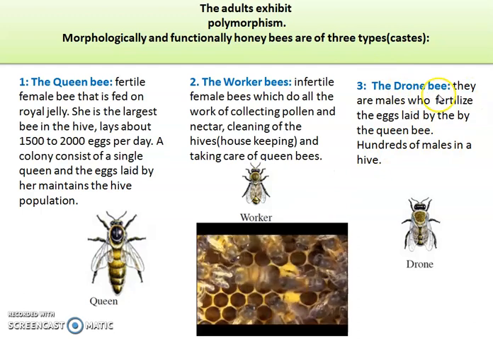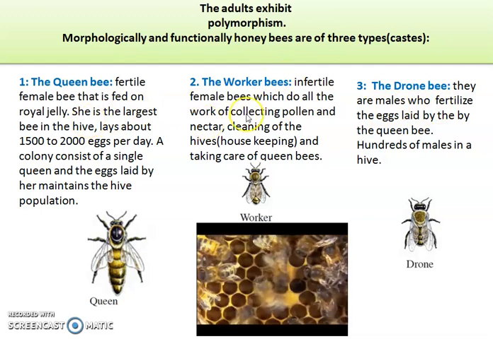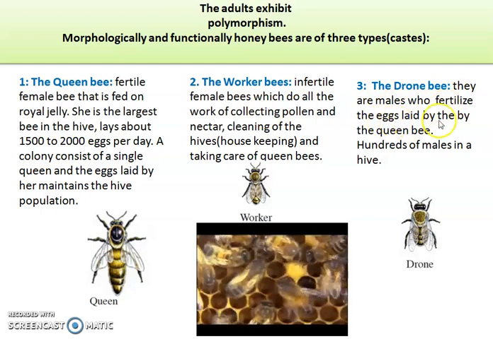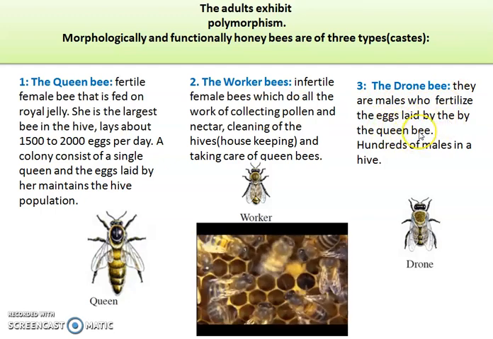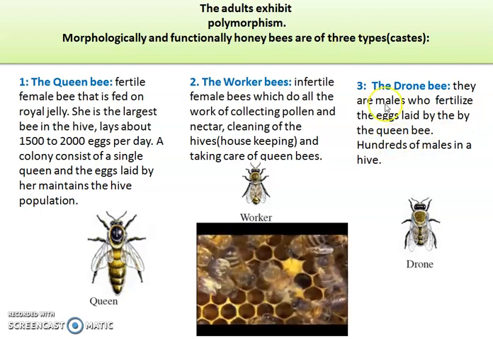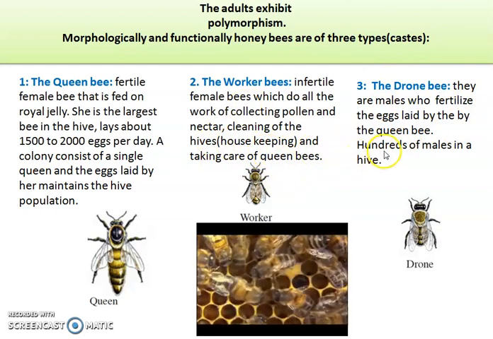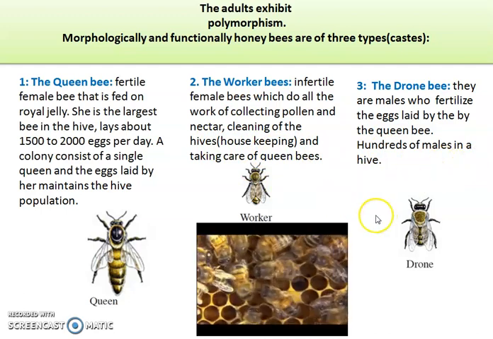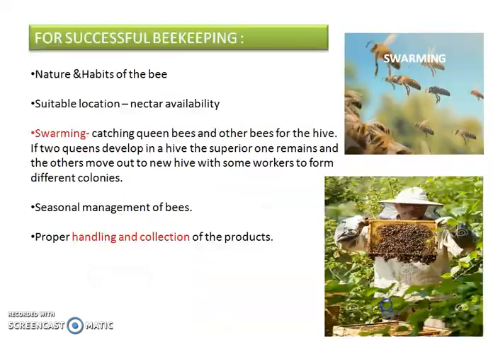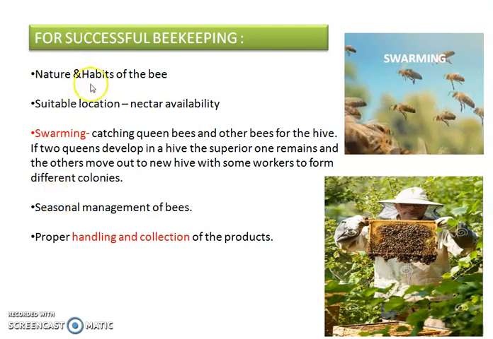Now the drone bee, the only male, they are males. That means females are of two types. One is fertile, one is sterile. The drone bee, that is the male, will fertilize the eggs laid by the queen bee, and their lifespan is only till fertilization. After that they are dead. Okay, so the worker bees also take care of removing all the dead bees from the hive. All that comes under housekeeping, cleaning. Hundreds of males are there in a hive. Okay, so these are the three types of castes in honeybees.